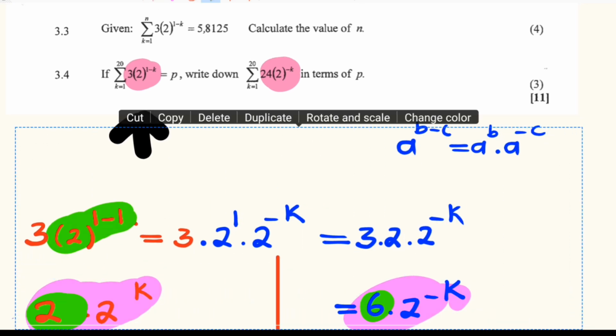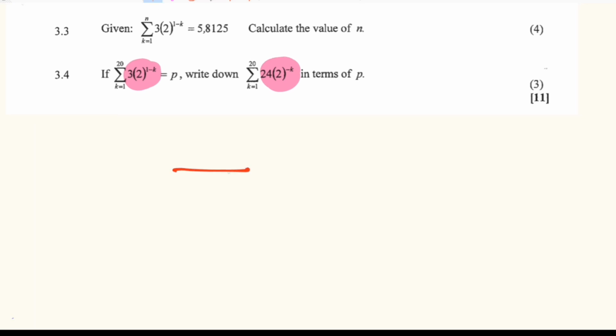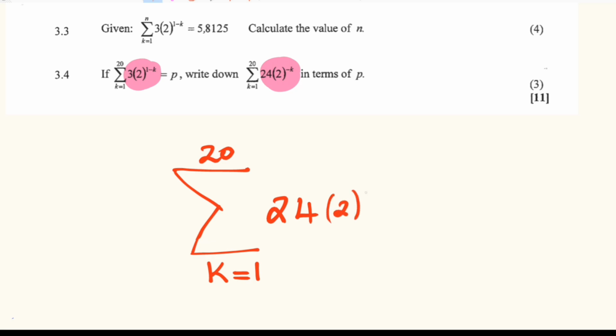So we have the sum from k equals 1 up until 20 of 24 multiplied by 2 raised to the power negative k, and this is actually 4 times the p.